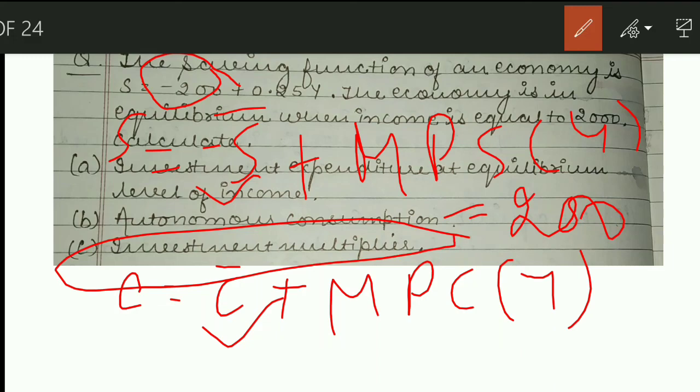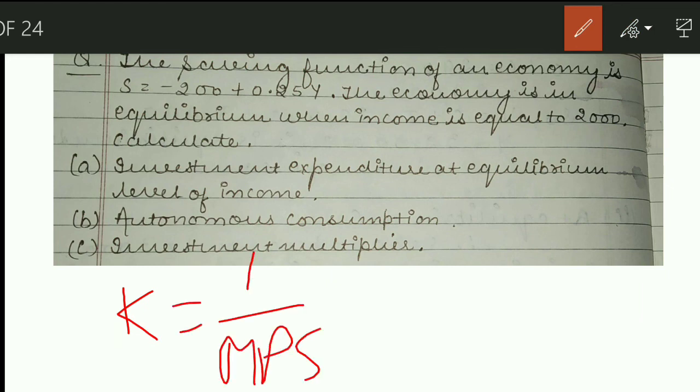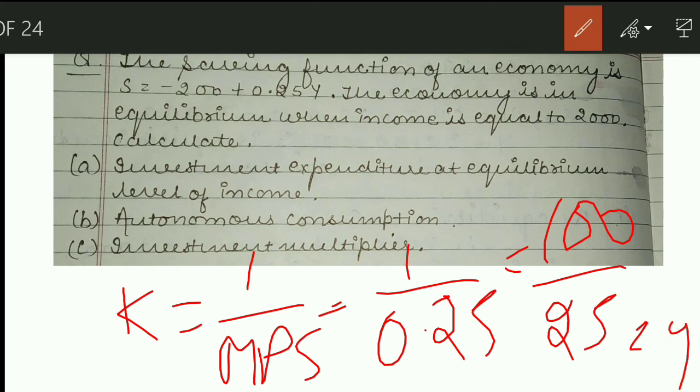Then the next question asks you to find investment multiplier. Now you can easily find investment multiplier over here, MPS. From this equation it is clear that MPS is 0.25. So what will be investment multiplier? 1 upon MPS, right? That is 1 upon 0.25. So it will be equal to 100 upon 25, that is equal to 4. I hope this is clear to you.